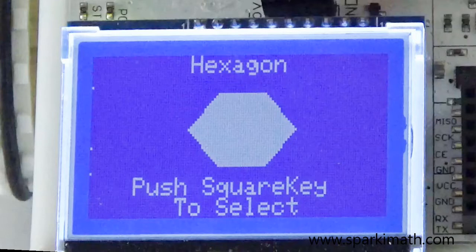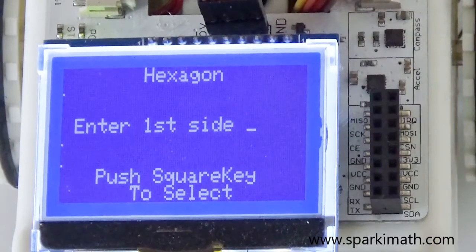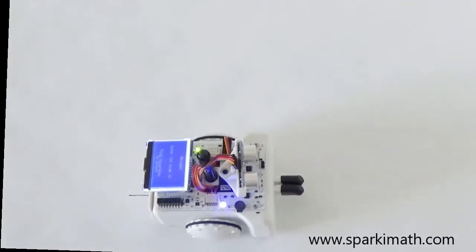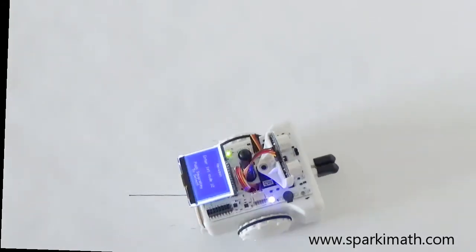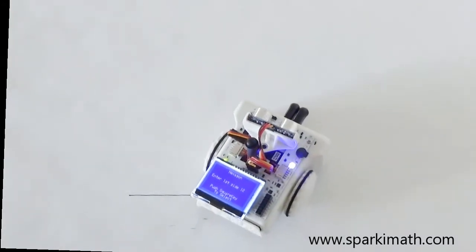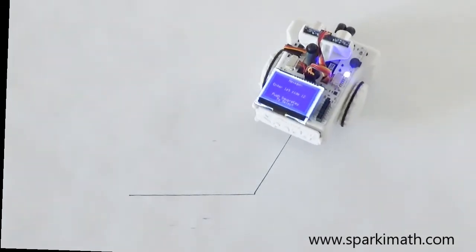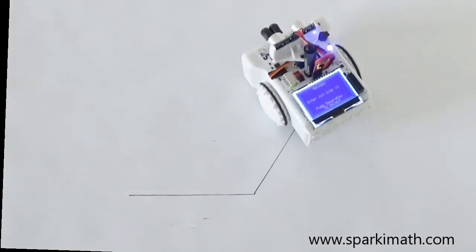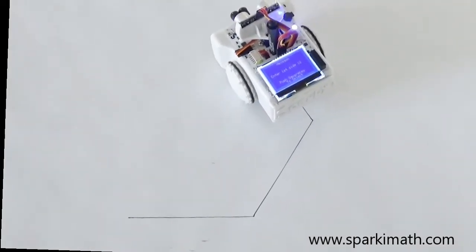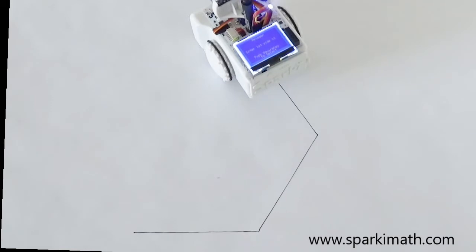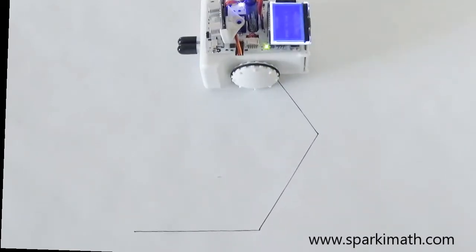This is a 6-sided figure. And it asks us to enter the first side. So I think we're going to do 12. Yeah, let's do 12 centimeters. Remember, Sparki works in centimeters, not inches. So this is something for your students to consider. And if necessary, they can begin to learn how to convert from inches to centimeters and back again. So that's another good math problem.